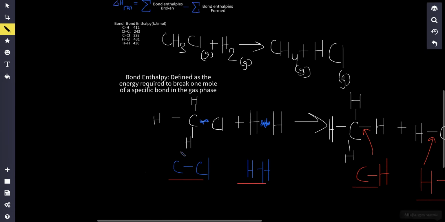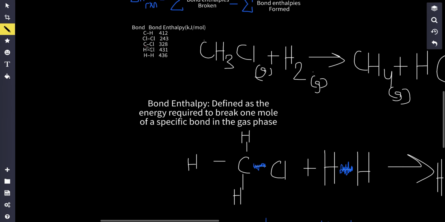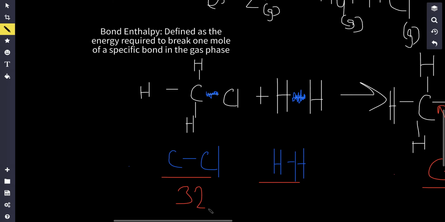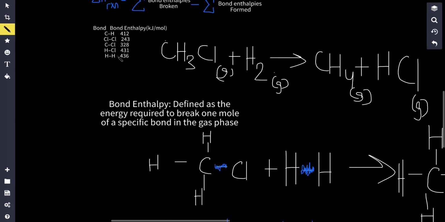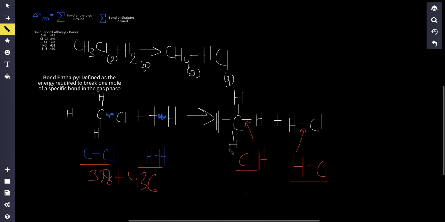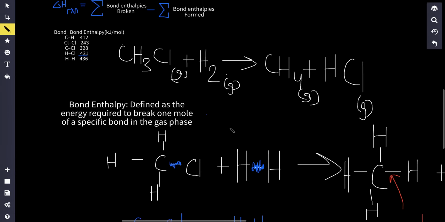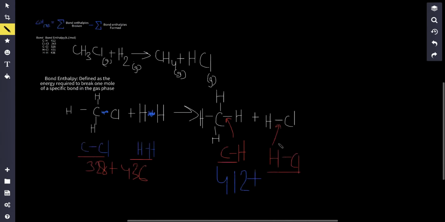Now, what is the sum of the bond enthalpies that are broken? Well, notice how C-Cl is 328, and H-H is going to be 436 kilojoules. These are our bonds that are broken. So what has formed? CH. CH is 412 kilojoules per mole. And what about HCl? In order for that to form, it's 431 kilojoules per mole.